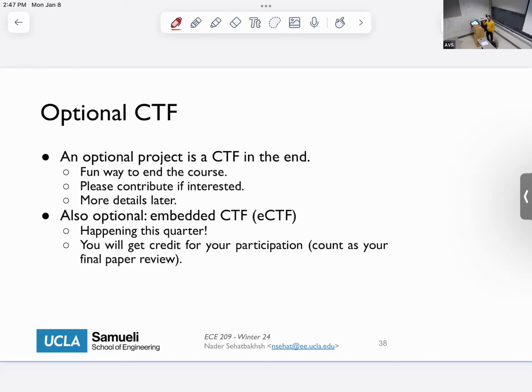And then you can participate. If you participate in that, you get an exemption from doing the final paper review in this course. So let me know if you're interested. But it's not for everybody, right? It's going to require some time and effort. So if you're not sure about it, maybe don't do it. Okay.